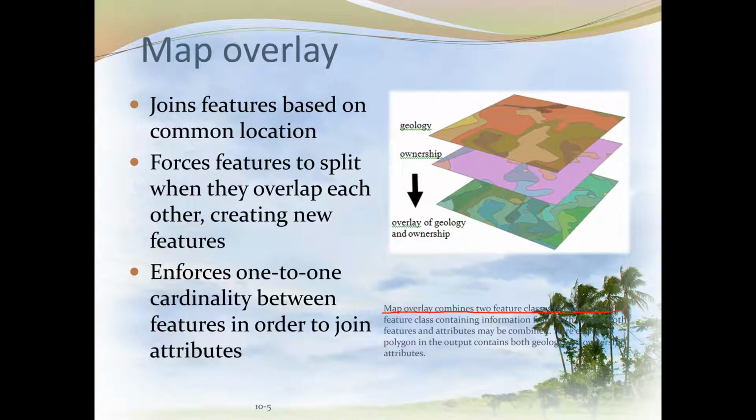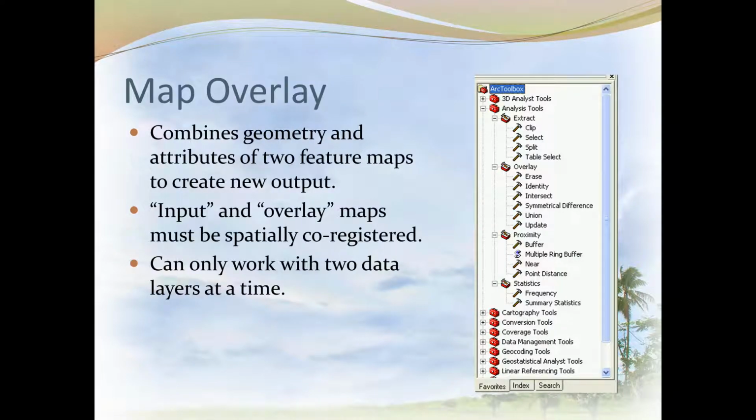Functions that do not combine attributes, also called extract functions, include clip and erase. In extraction, the input features retain their attributes, but the attributes of the clip or erase boundary layers are ignored. The two functions that combine attributes are intersect and union. Union preserves all of the features from both inputs. Intersect only keeps features common to both inputs. We will learn that in detail, and we will show the pictures so that it's a lot easier to understand.